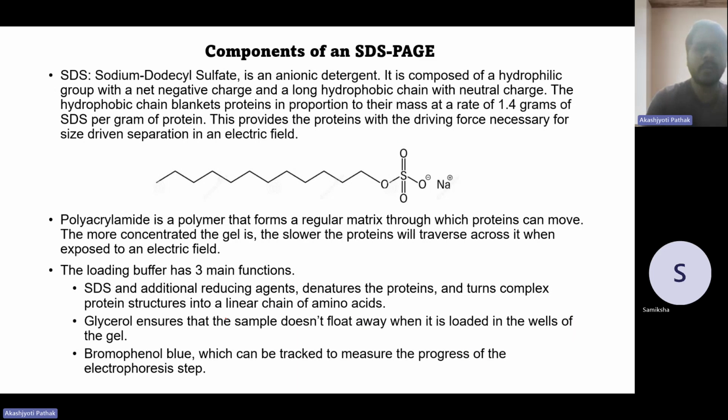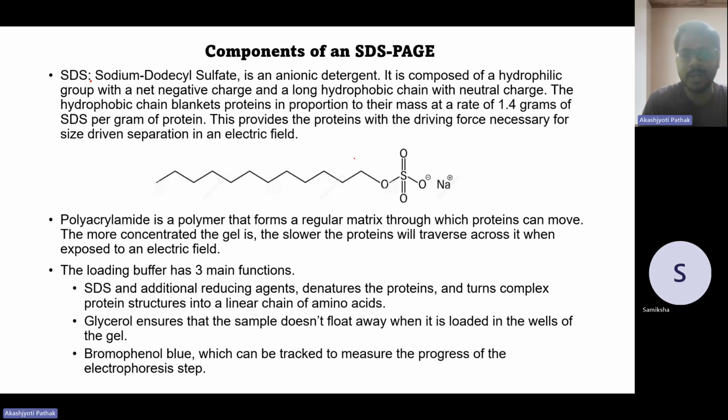Okay, so what are the components of an SDS page? The very first component is SDS. As I was explaining, SDS is an anionic detergent, composed of a hydrophilic group with a net negative charge and a long hydrophobic chain. This is the structure of sodium dodecyl sulfate. It has a hydrophilic head because of this sulfate group, and there is a hydrophobic chain, which is CH2, CH2, CH2.